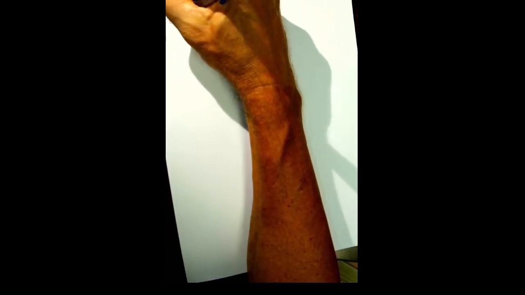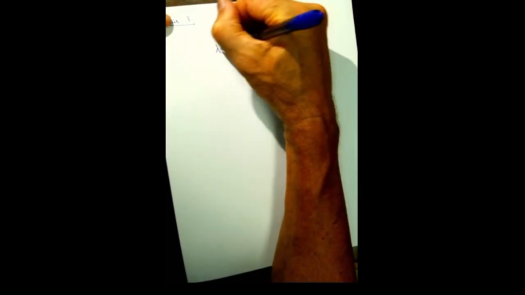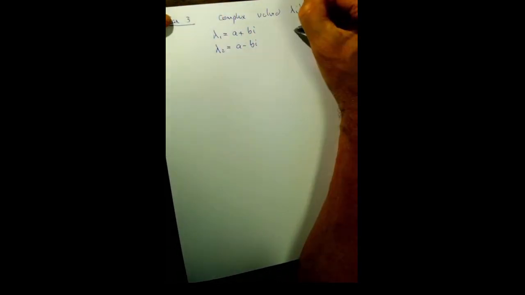Okay, case 3 is that we have complex valued eigenvalues. And this means that lambda 1 is going to be A plus BI, and lambda 2 is going to be A minus BI, where B is not 0. Okay, and this is only true if A has real valued entries in it. In that case I have to have complex conjugates for my lambda 1 and lambda 2.